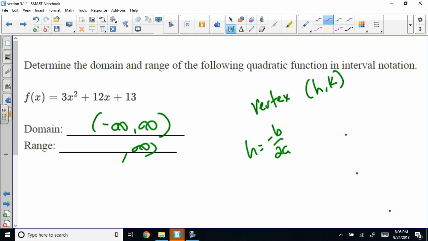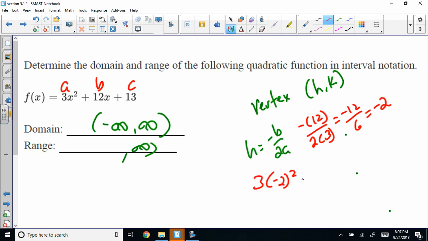Now, how do I remember these equations? Every time I work them, I write them down. It takes 2 seconds to do it, but the payoff and the dividends in your brain is tremendous. Here's your A, here's your B, here's your C. So we have minus 12 over 2 times 3, so that's negative 12 over 6, which is negative what? 2. So that's going to give me 3 times negative 2 squared plus 12 times negative 2 plus 13, now that I can see and count.